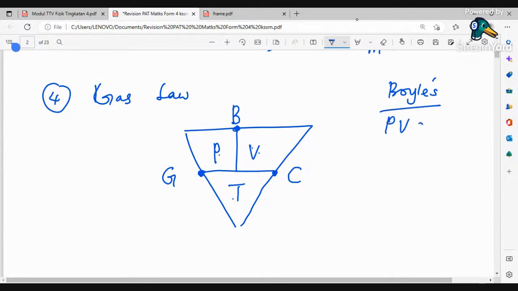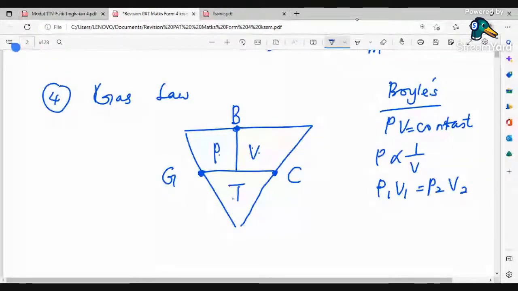So Boyle's law, you have PV constant. Kenapa PV constant? P1 V1 equals P2 V2. Okay, the question normally does not mention temperature, or mentions temperature constant. So you will understand this is Boyle's law.